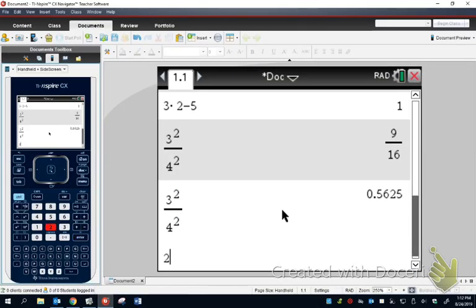So 2 parentheses, oops, the first one is a 2, isn't it? So if you make a mistake, you don't have to just delete and then put that in. Parentheses 3, parentheses 4. And then you have +5. Now make sure you close your parentheses, enter.